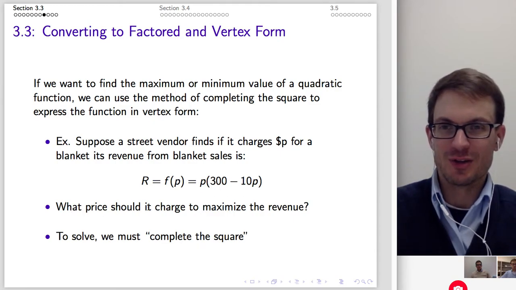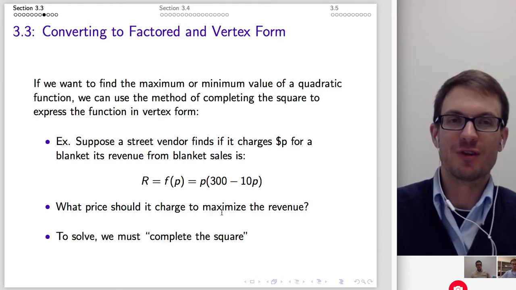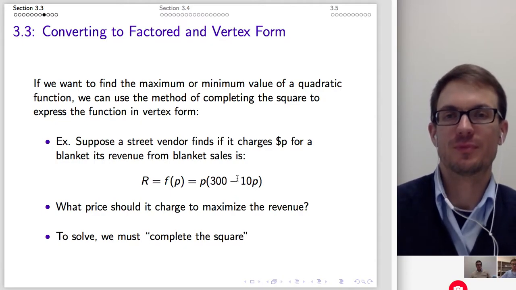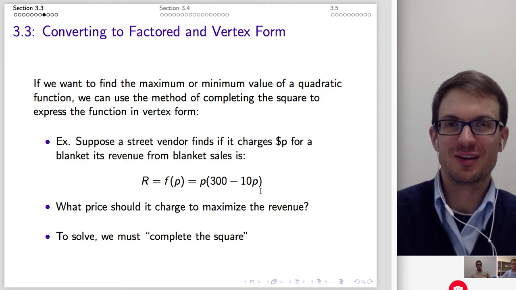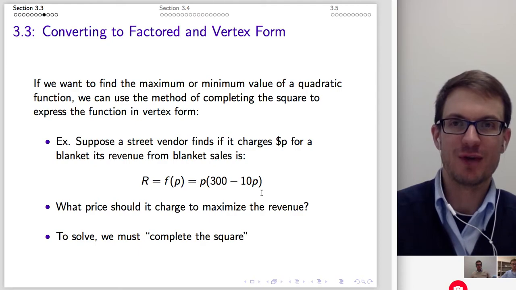All right, so what price should it charge to maximize revenue? To figure this out, we can complete the square. All right, so go ahead and do that. Do the completing the square exercise, and then interpret your equation so that we can find the revenue maximizing price.